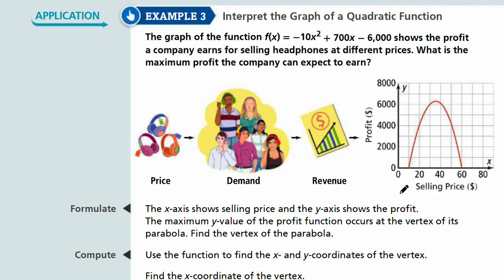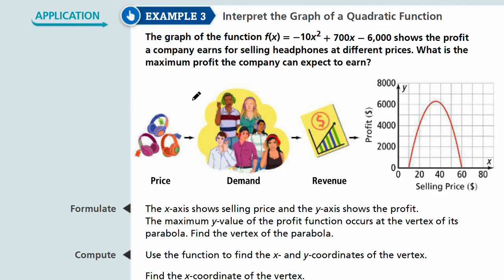The graph of the function f of x equals negative 10x squared plus 700x minus 6,000 shows the profit a company earns for selling headphones at different prices. What is the maximum profit the company can expect to earn? So let's look at the graph here.